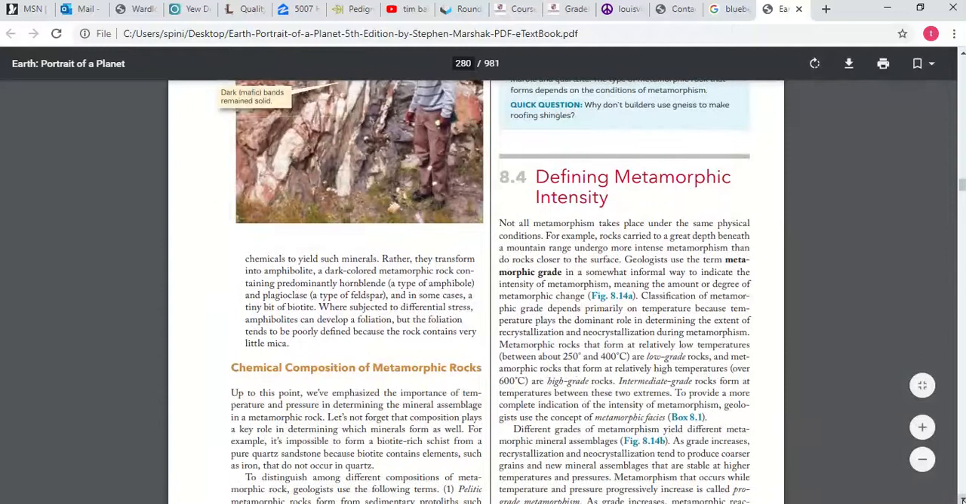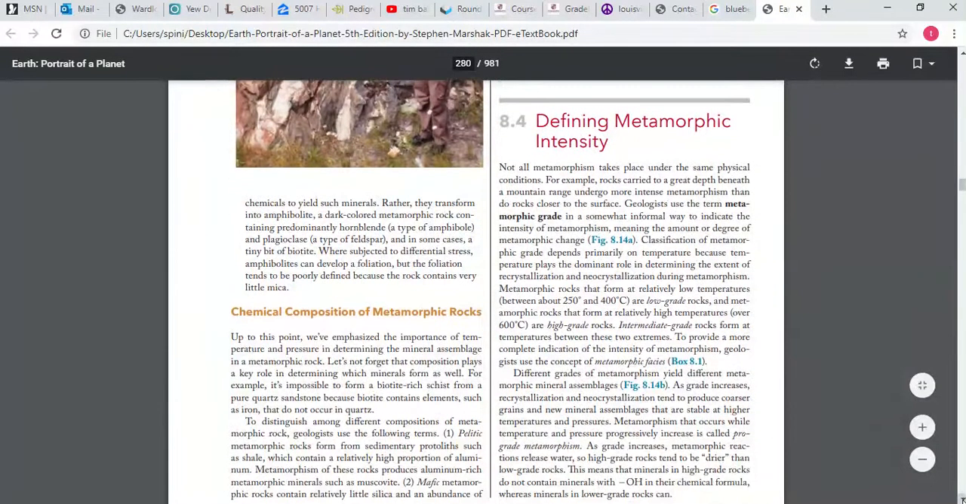They talk about intensities here, and again, we're not going to get into a whole lot of this, but you can imagine that some rocks that have a little bit of pressure, a little bit of temperature are going to change one way.